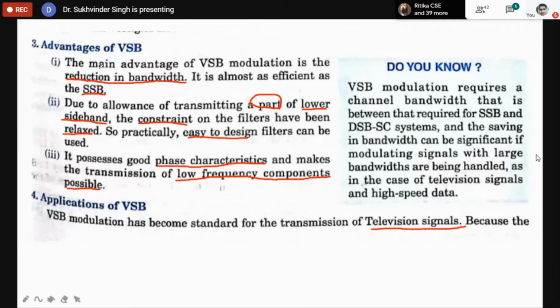So, advantages of vestigial sideband. The main advantage of vestigial sideband modulation is the reduction in bandwidth as compared to SSB or DSB-SC. Due to the allowance of some part of the lower sideband, the constraint on the filters has been relaxed. What is that constraint? The constraint is the filtering of a particular frequency, or a sharp cutoff frequency. So the sharp cutoff frequency constraint is now over. Now it is easy to design the filters for the frequencies plus vestige frequencies present in our signal.